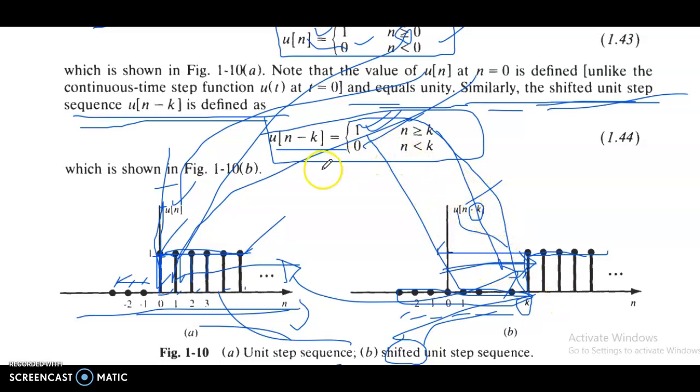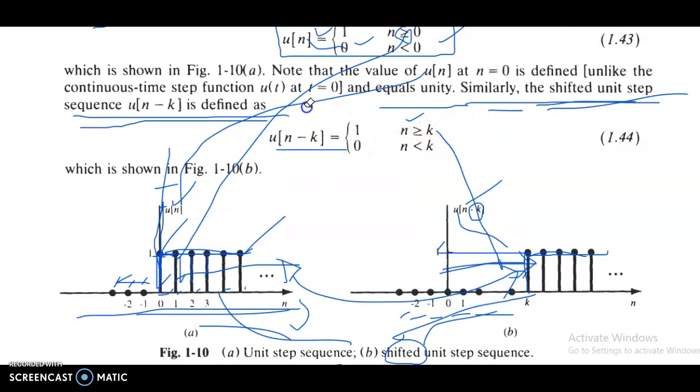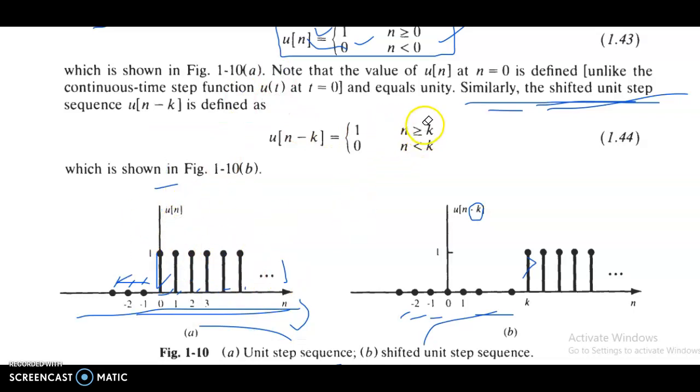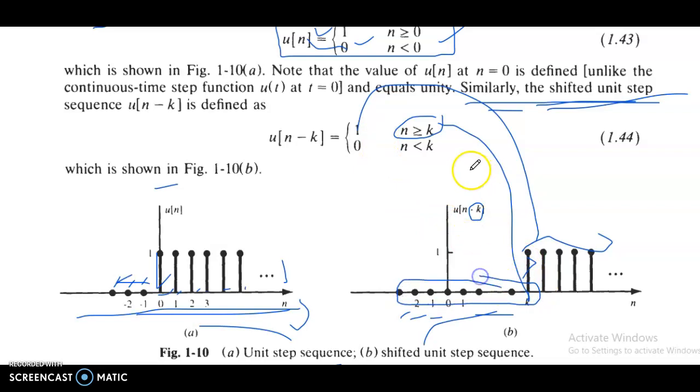So here two values there for u of n minus k: equal to 1, the condition is n is greater than or equal to k, okay. If n is less than k, then 0.